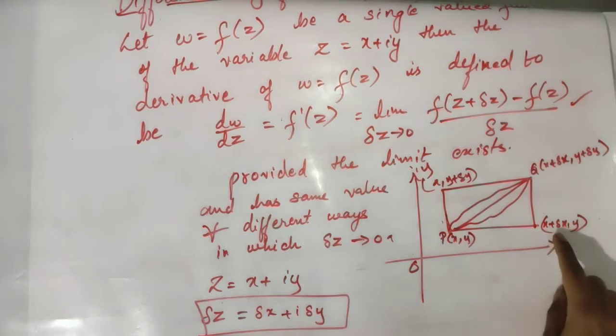Just see here. What will be this point? Since the value for y is no more changing, but still there is a variation in the point z, is it not? It is not same as P, is it not? x plus delta x, I can write it as x plus delta x comma y.